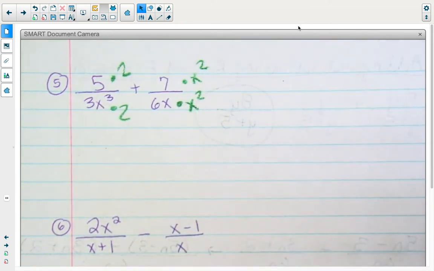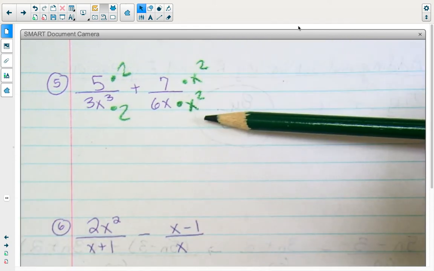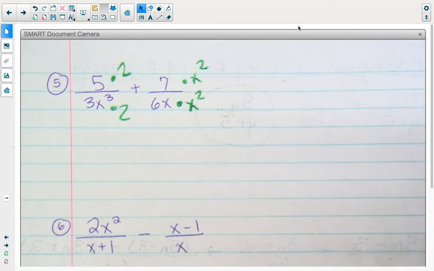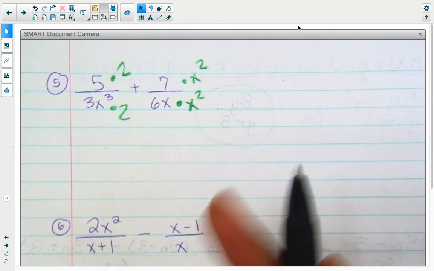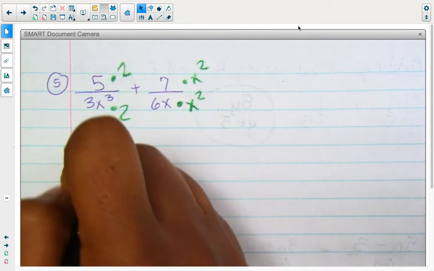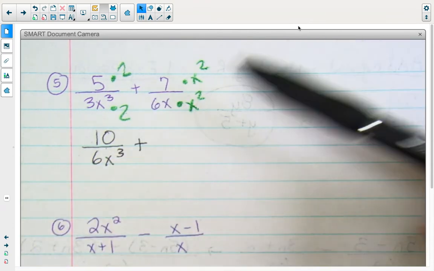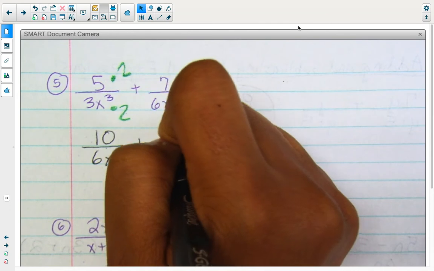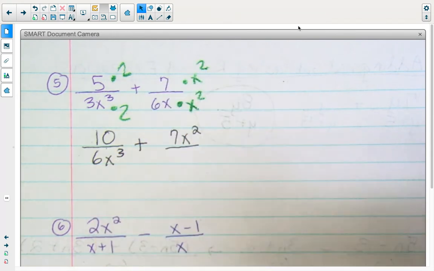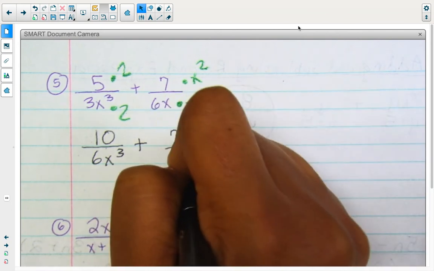So I'm going to multiply the first fraction, top and bottom, by the number 2. And I'm going to multiply the second fraction by x squared. Now my denominators are going to be exactly the same once I multiply. 5 times 2 is 10. If I multiply this, it gives me 6x to the third. 7 times x squared is 7x squared. And if I multiply this, it gives me 6x to the third.